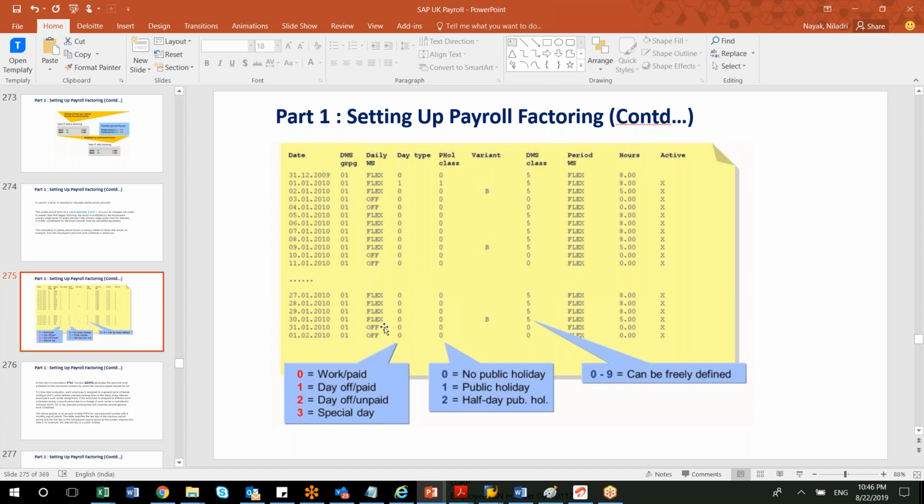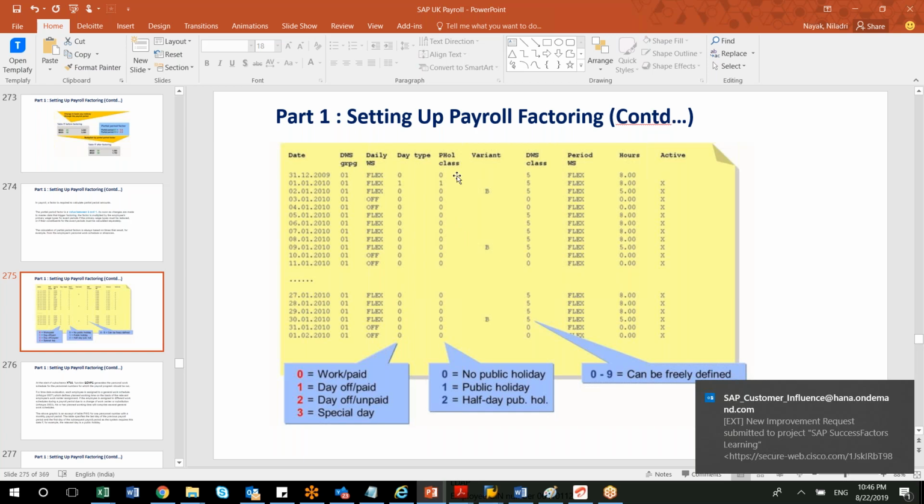In that case, if you look at the day type, if it is 0, it is a working or paid day. Wherever it is 1, it is a day off, or some kind of scenario. If it is special or some kind of unpaid day, we'll be using day type 2 or 3. Again, it depends on how these day types are configured in your time management module.